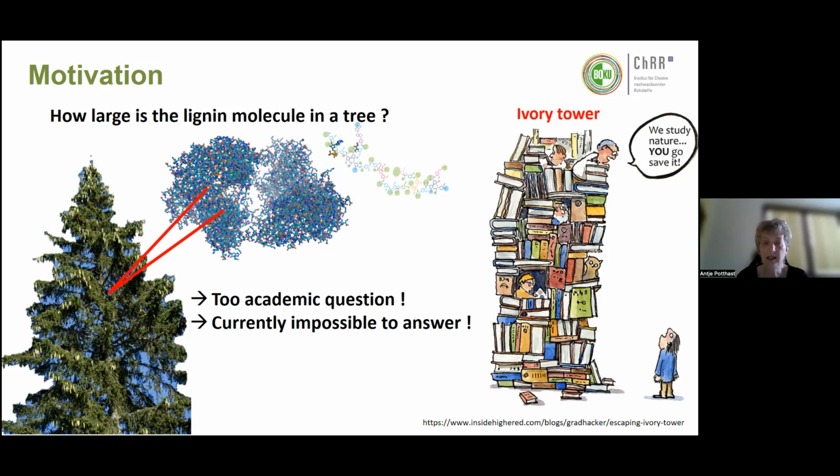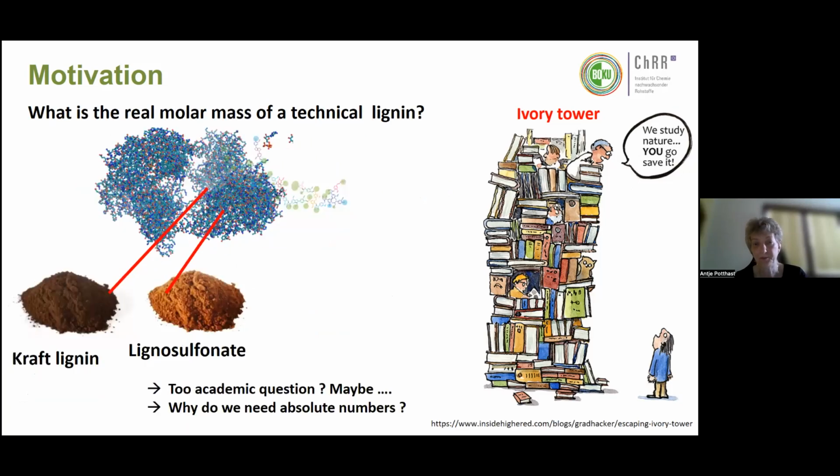So we need an idea to dissolve lignin without any degradation, to dissolve wood without any degradation. Ionic liquids don't really help us here, but maybe we get there in the future. And then we have the molar mass of isolated lignins. We have Kraft lignins, we have lignosulfonates.